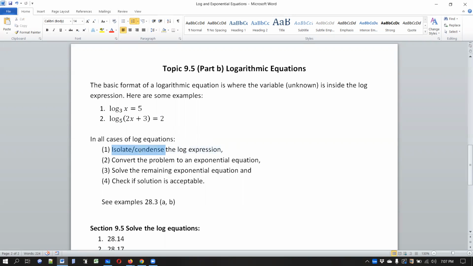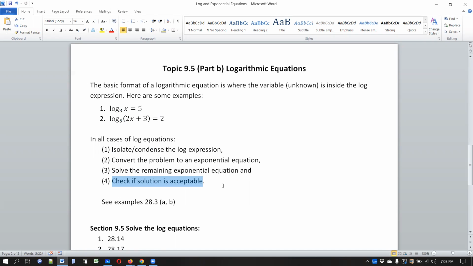So once the log is isolated or condensed, we're going to convert the problem into an exponential equation. Very, very easy step. I'll show you how to do that. We'll solve, third step, the remaining exponential equation. We'll get a solution here. Now this solution is only a possible solution. We have to check, and that's the fourth step, to see if the solution is acceptable.